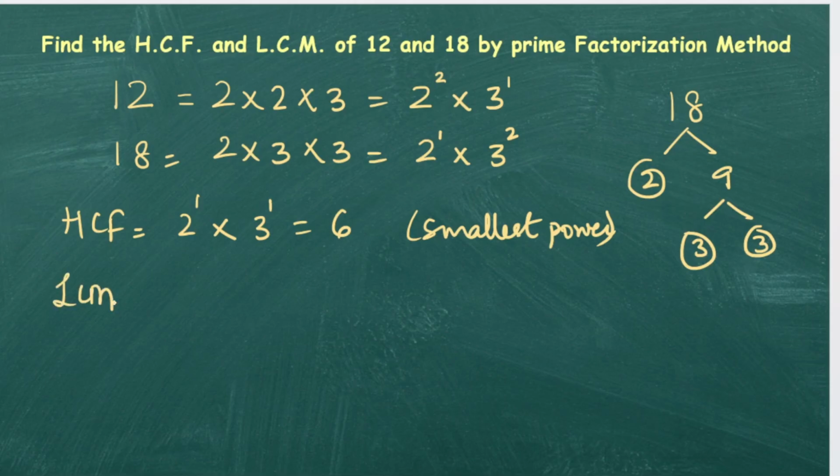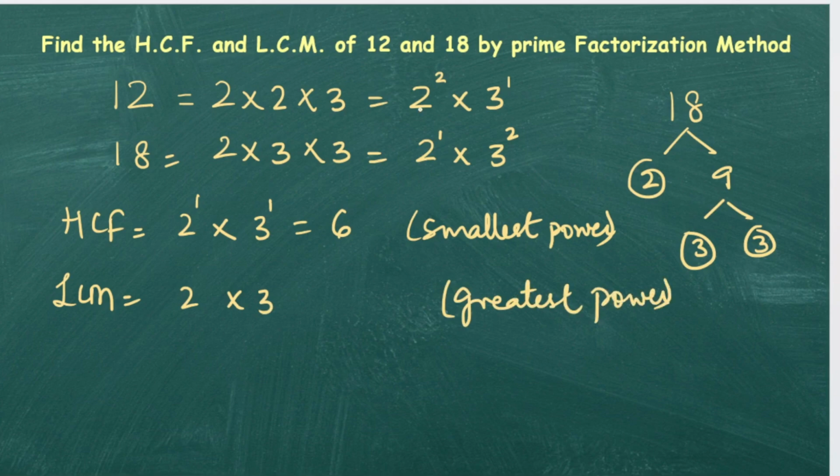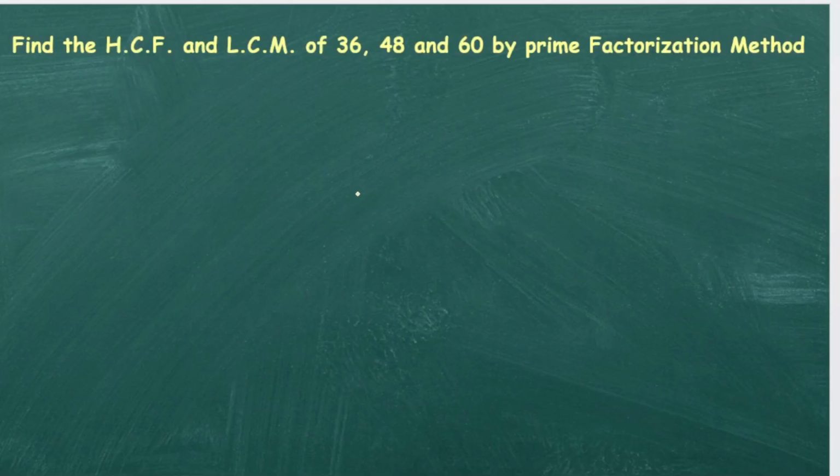For LCM, take all the prime factors. Of course, we have 2 and 3, and then take their greatest power and multiply them. So what is the greatest power of 2? 2 square. And what is the greatest power of 3? 3 square. So 2 square is 4, 3 square is 9, 4 times 9 is 36, and that's the LCM of these two numbers. Let's do one with three numbers: 36, 48, 60.